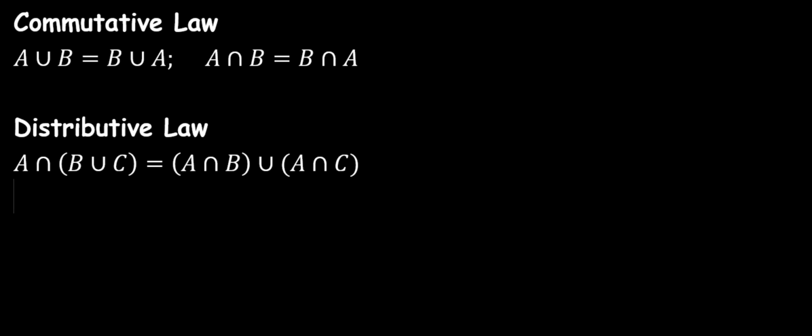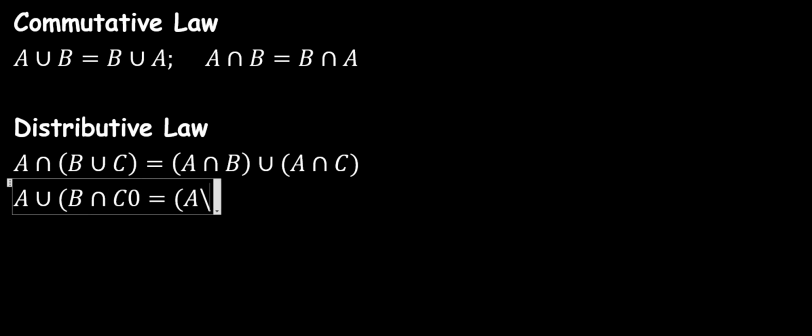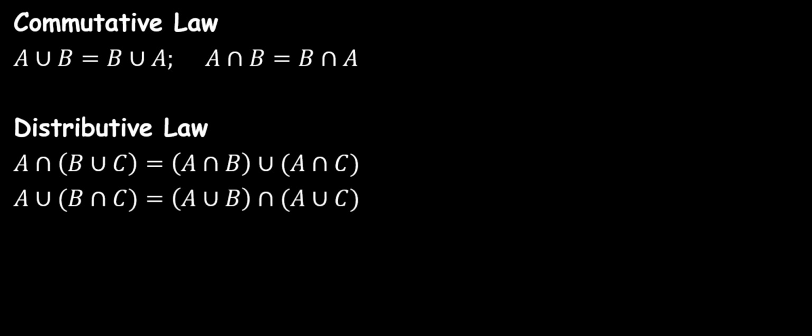done there. The same case for A union (B intersection C) is equal to (A union B) intersection (A union C). What the distributive law says about union is that if you have three sets A, B, C, union can also distribute over intersection as it is shown there.